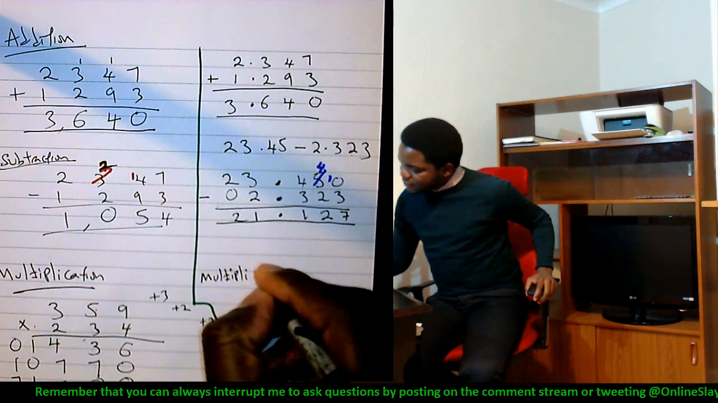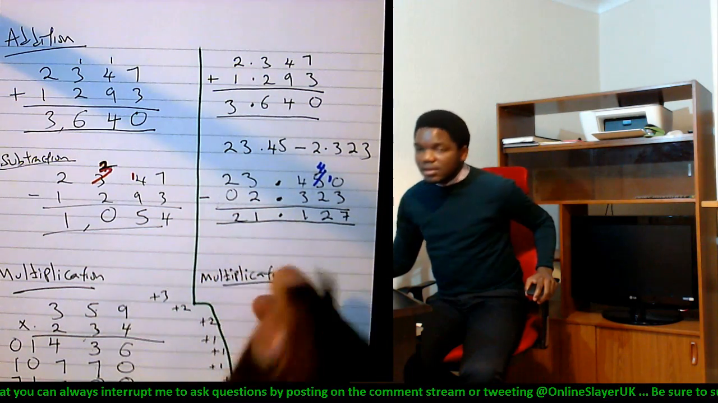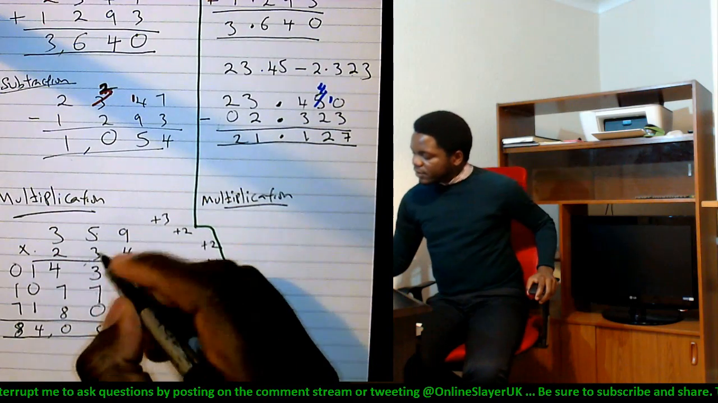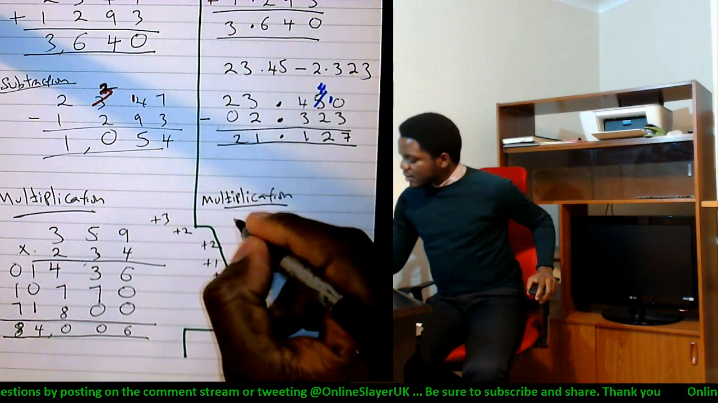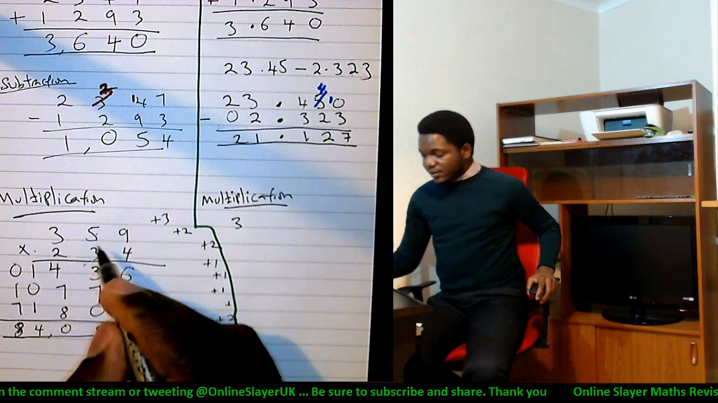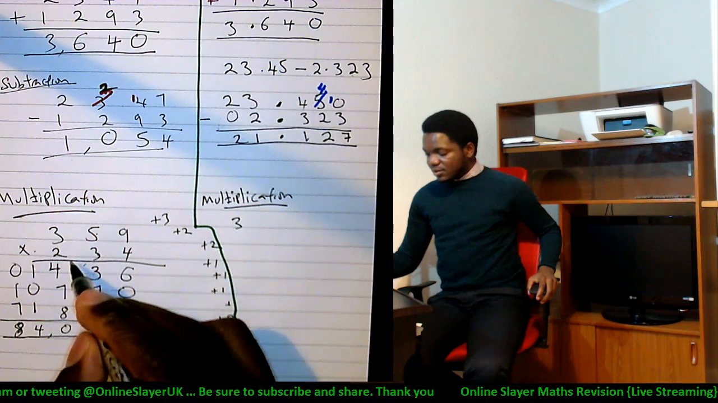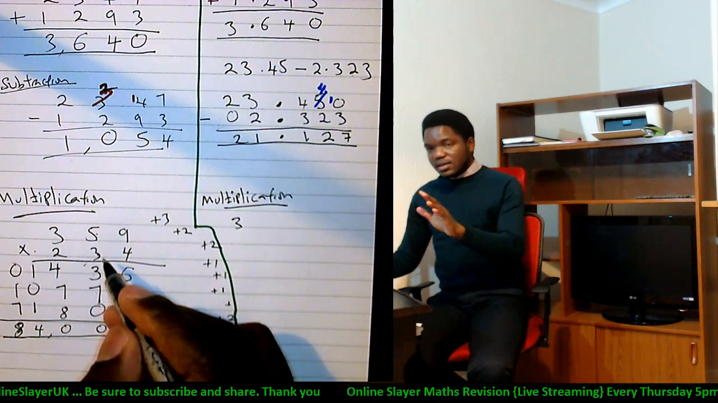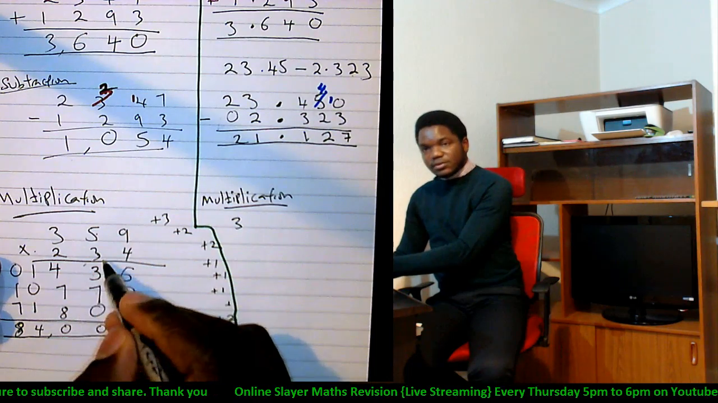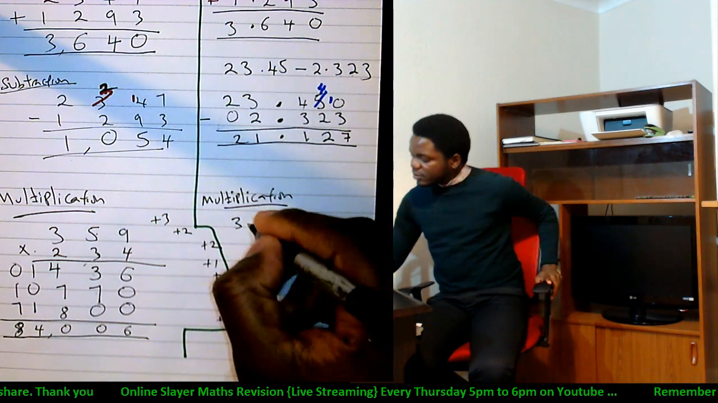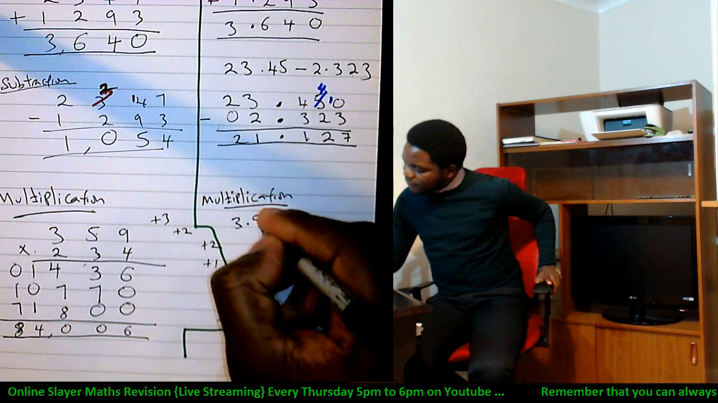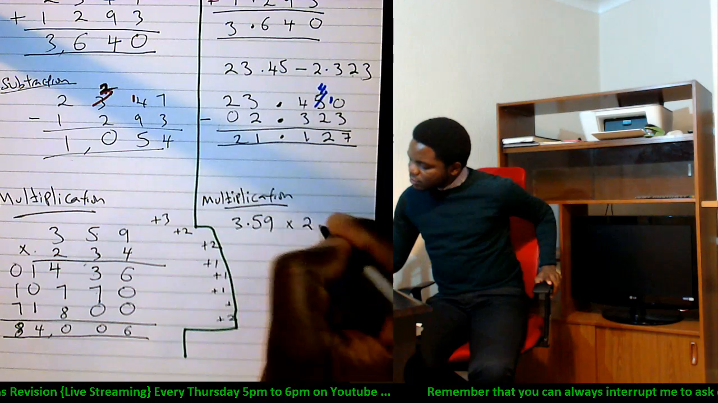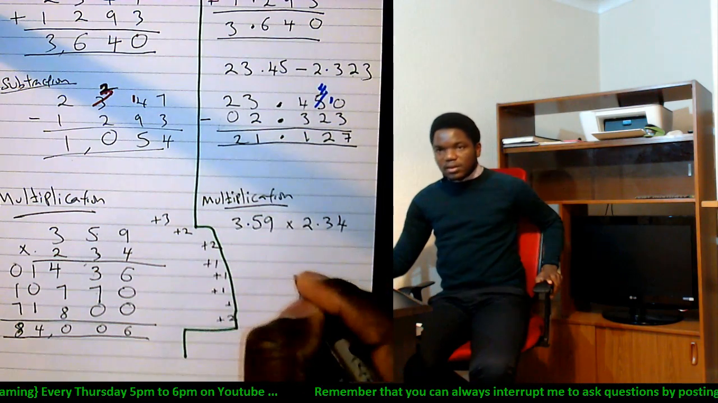I did not have to write that. Okay. Let's say you've just done 359 times 234. What if I told you to multiply 3.59 by 2.34? What are you going to do?